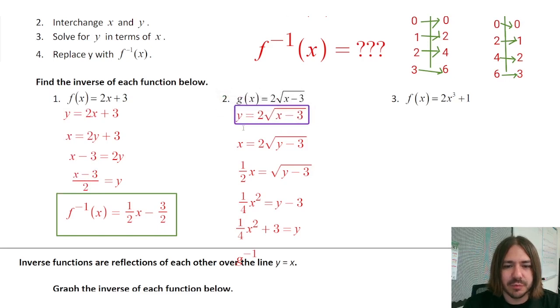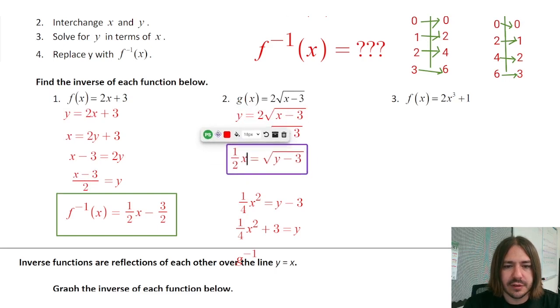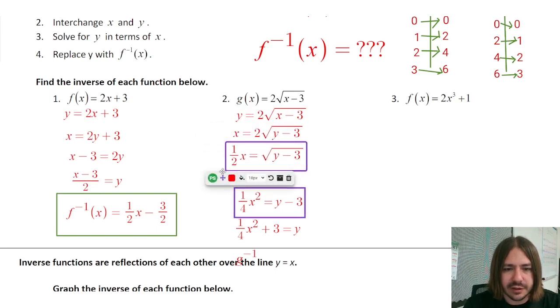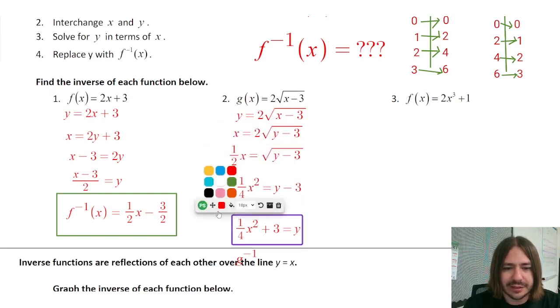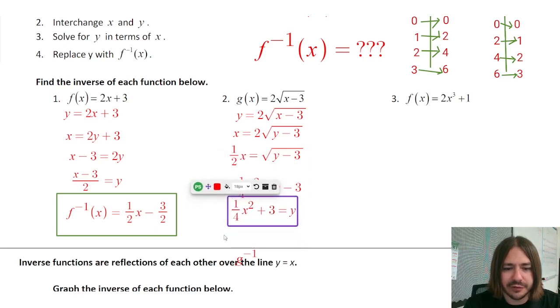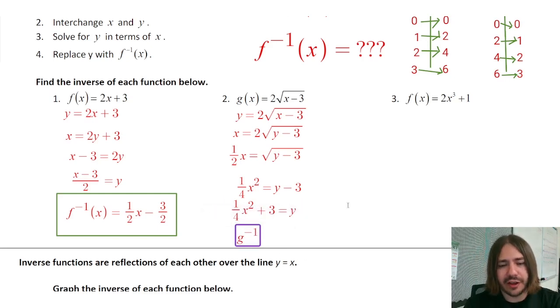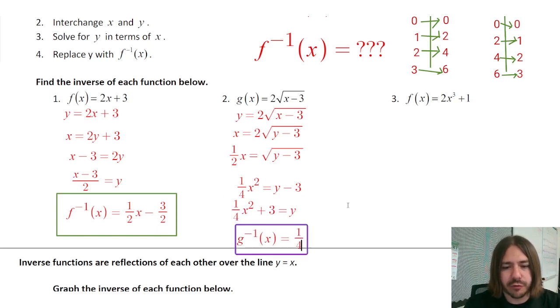And I'm just going to move all this stuff up, see if I can't squeeze all these above that line. It's going to be a tight fit here, but I'm going to do it. There we go. So g of x, or I'm sorry, the inverse of g of x is going to be 1/4 x squared plus 3.